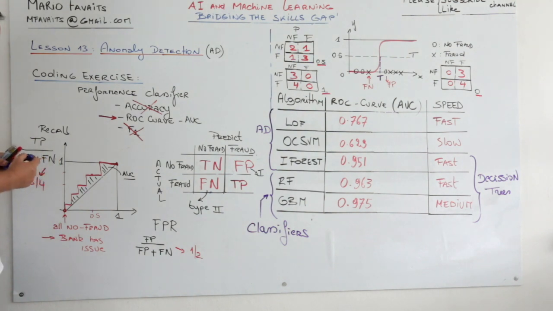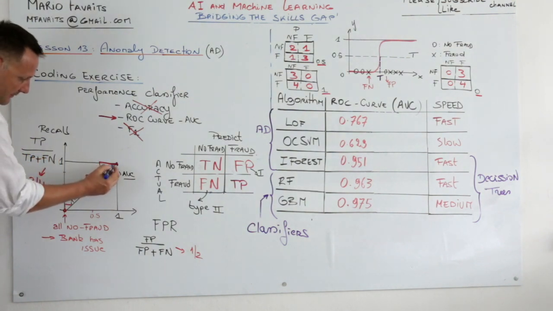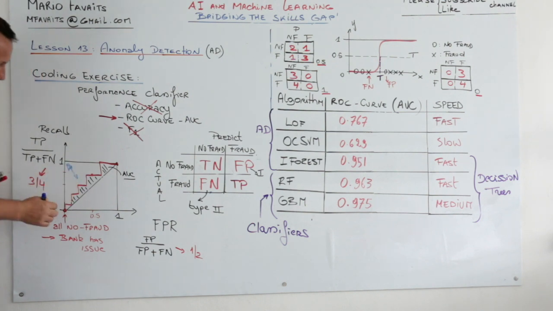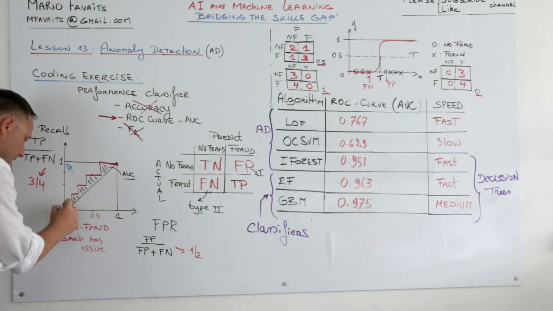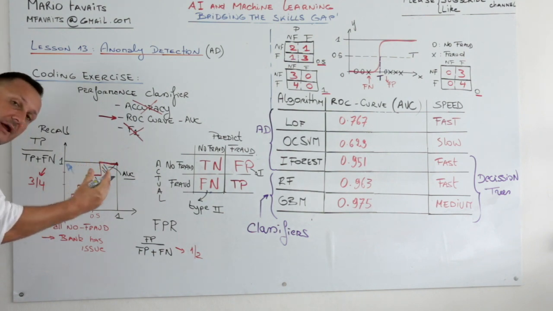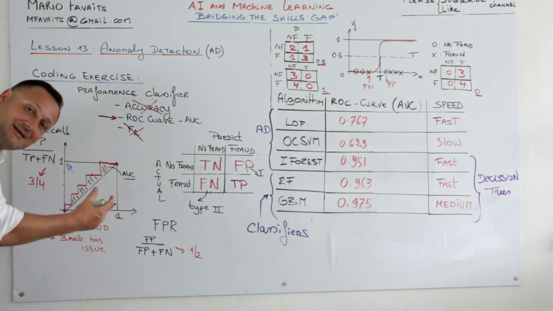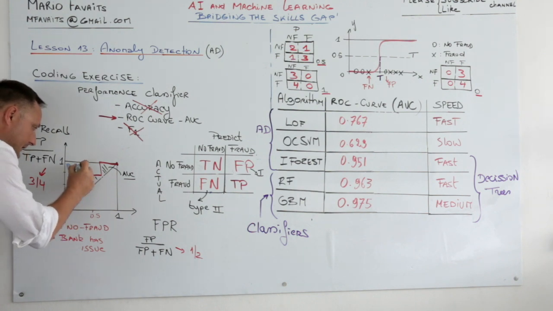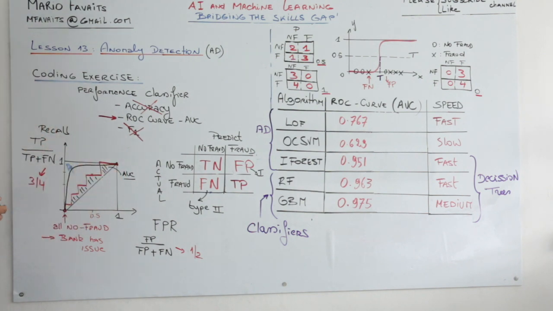So the ideal curve would be a curve that pulls this line right to the left upper corner. So that is then a good classifier. For the exercise on random forest, gradient boosting machine, and isolation forest, you see that your curve is doing like this a little bit. So it's actually very good.